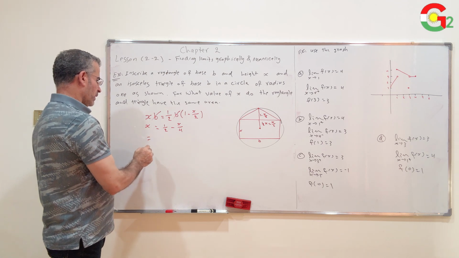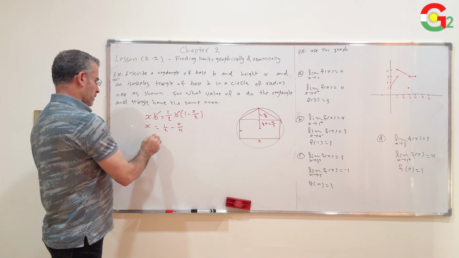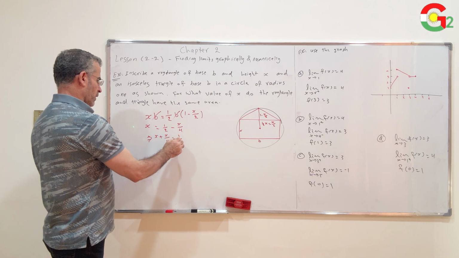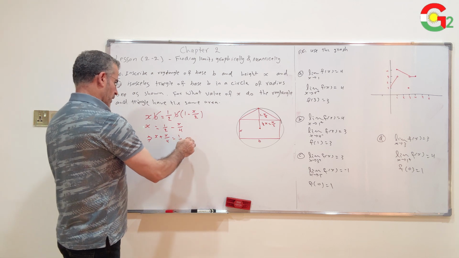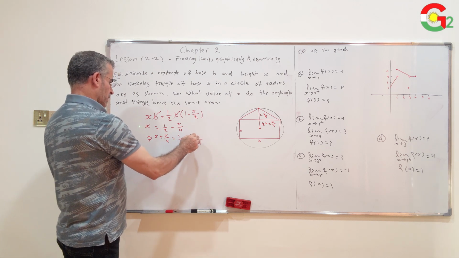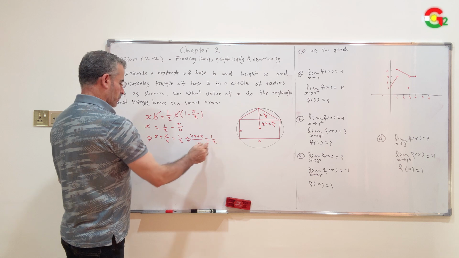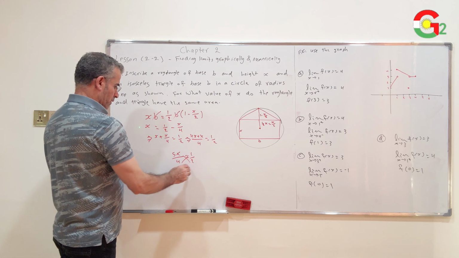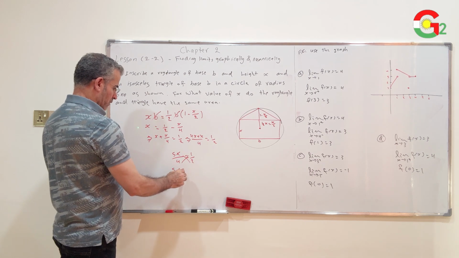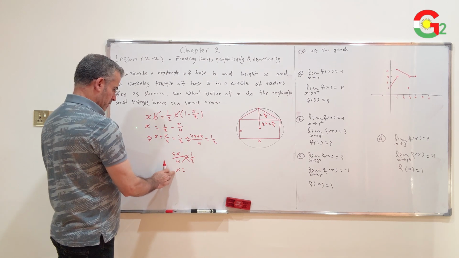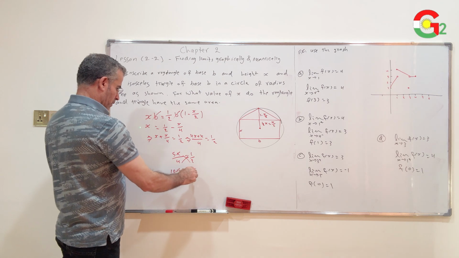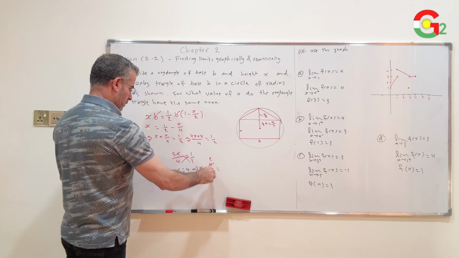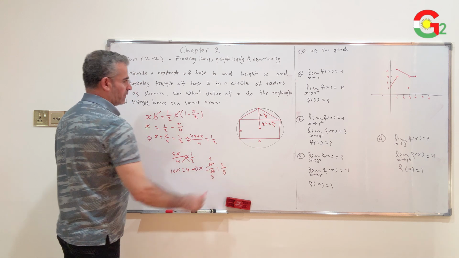Solve this equation to find the value of x. x plus x over 4 equals 1/2. Then 4x plus x over 4 equals 1 over 2. Then 5x over 4 equals 1 over 2. Cross multiplication, 10x equals 4. Then x equals 4 over 10 equals 2 over 5.